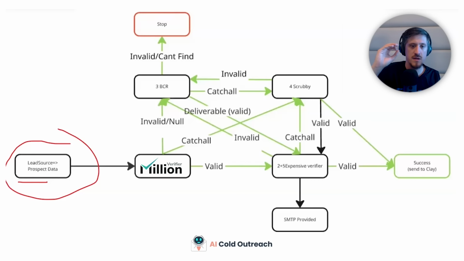So at that point, million verifier can respond one of 3 ways. Either it's invalid, it's a catch-all, or it's valid. So those are 3 ways that million verifier can proceed. Let's take them one at a time. If it's valid, we then want to double validate it. Our guarantee to our clients is that every lead's email account is double verified before we shoot them an email. So for the second one, we actually use a more expensive validator.